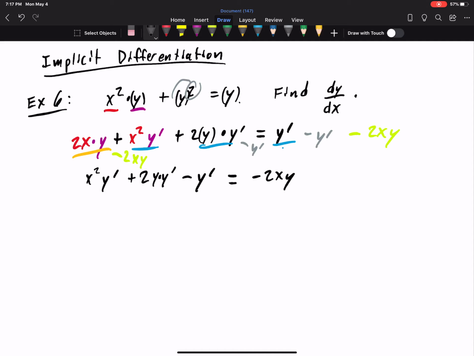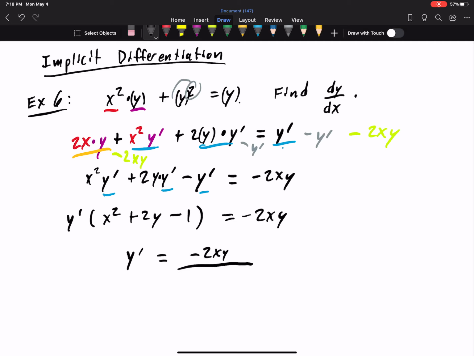We're going to factor off a y prime because we have all of our y prime stuff on one side. There's nothing y prime flavored on the right-hand side. So factor off the y prime. This is equal to minus 2xy on the right. Last step, divide both sides by the thing in parentheses, and then you get y prime is equal to minus 2xy all over x squared plus 2y minus 1.